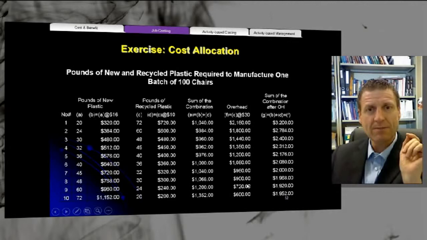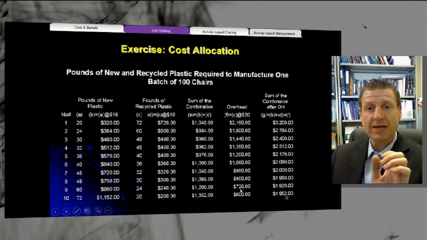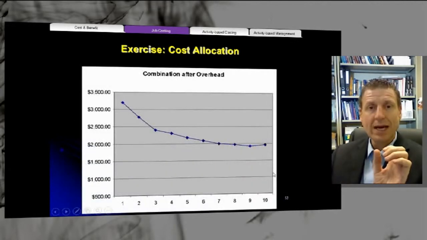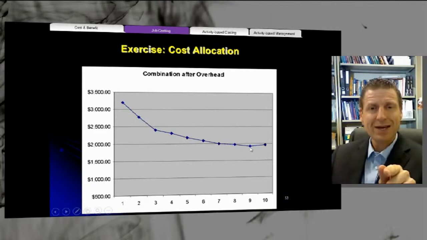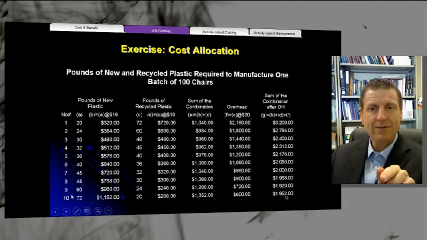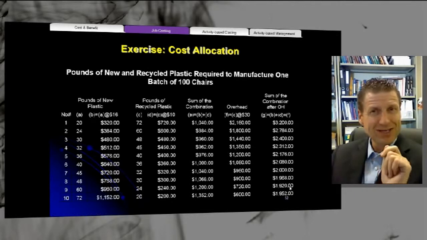We need to actually combine the material prices of new and recycled plastic plus the overhead to find a total. And now we look at the total. Now we can see that the minimum is now combination 9. What does 9 give you? It gives you $1,920 in total costs. Very interesting, isn't it?